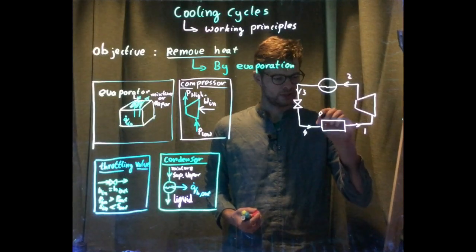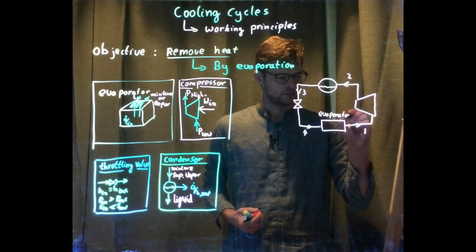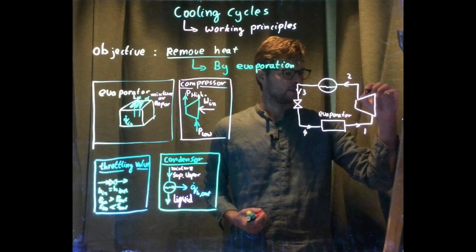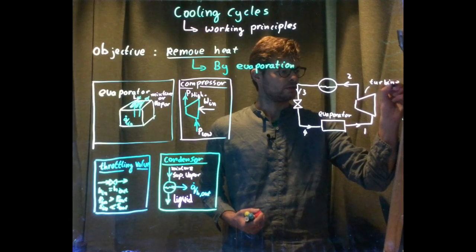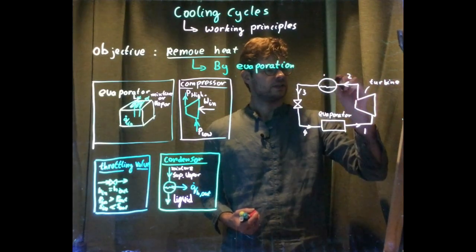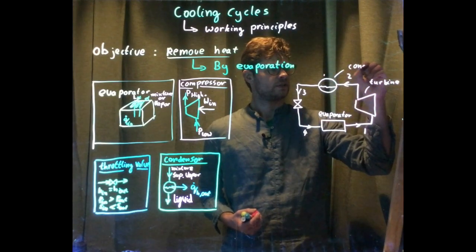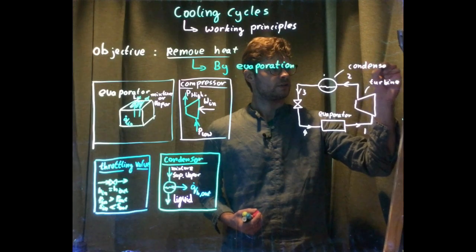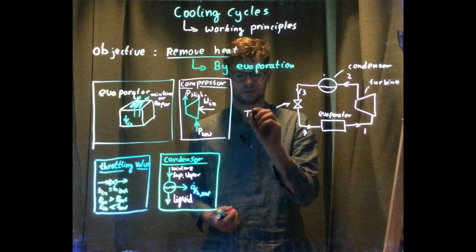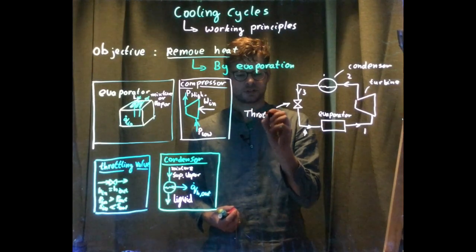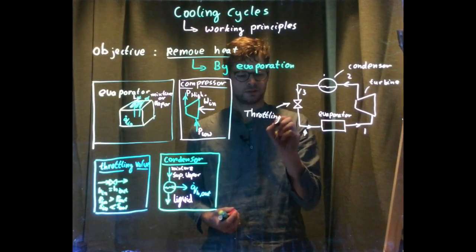So this is the evaporator, right over here. Evaporator. A turbine. And condenser. And a throttling valve.